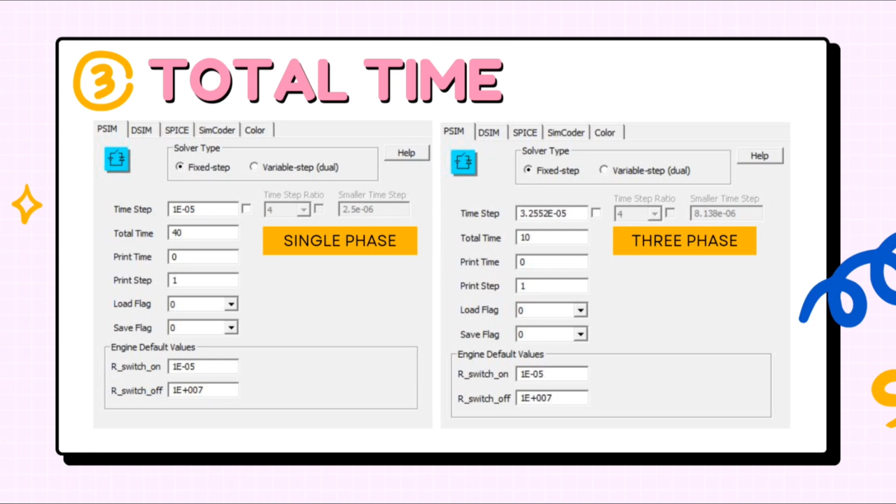The total time is important so that we can measure the output waveforms obtained at the steady state conditions. In this case, for three phase, the total time is 10 seconds, since the time the circuit started to reach the steady state for three phase is around 2.5 to 3 seconds.